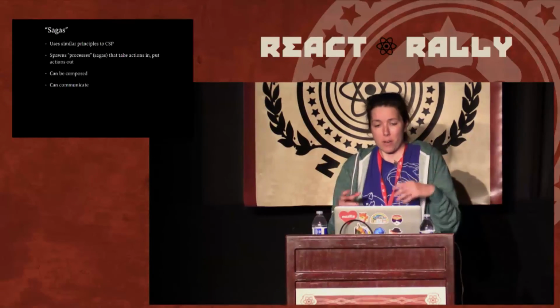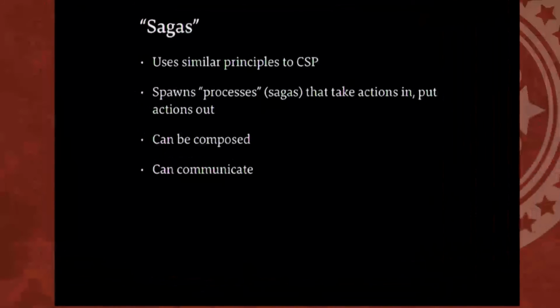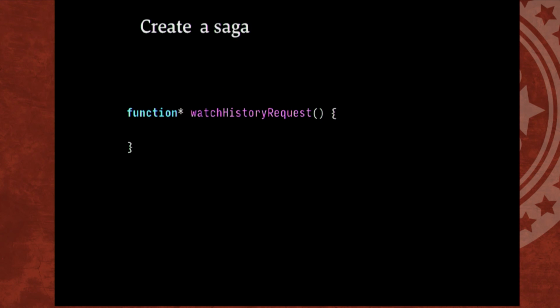So the core primitive of Redux Saga is called a saga, which is a lot like a Go routine if you've used Go. The way it works is that instead of expressing the relationship between our side effects and our state as properties of actions, we instead spawn individual processes, not real ones, but conceptual ones, each dedicated to a particular thing. They can be composed and also communicate with each other, just like the real processes in our app.